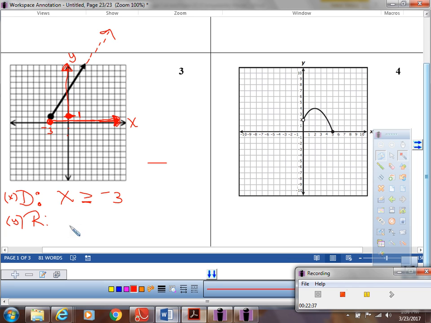So how would we describe that? Y is what? Is it less? Is 2 less than 1? Is 3 less than 1? Greater than and equal to, because this point was shaded, 1. Okay. Now is it a function? Yes. Okay, so it is a function.